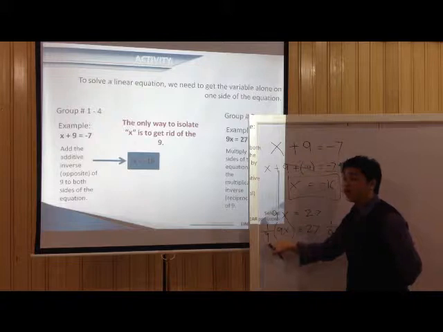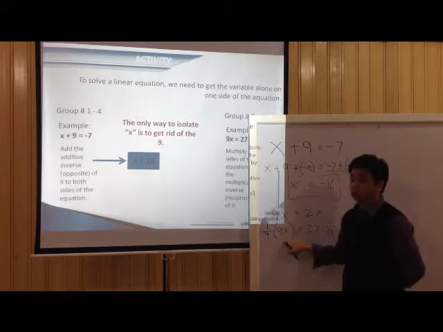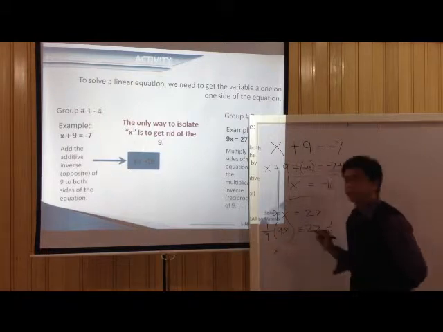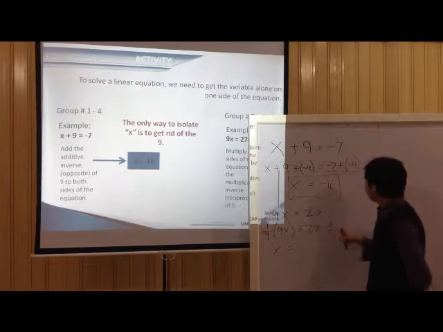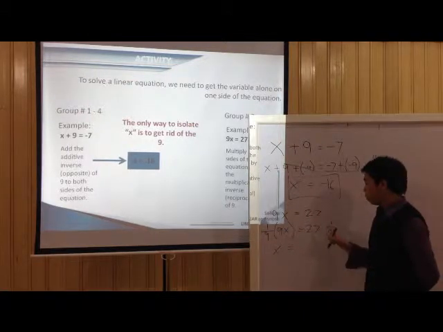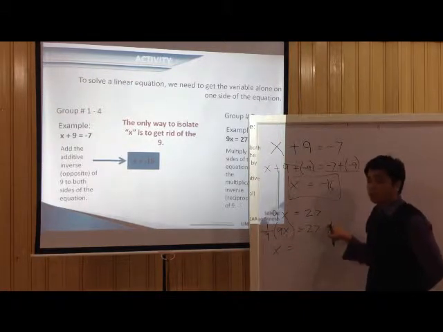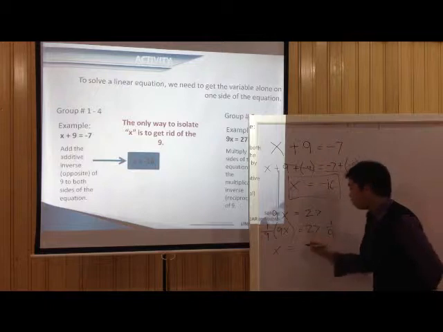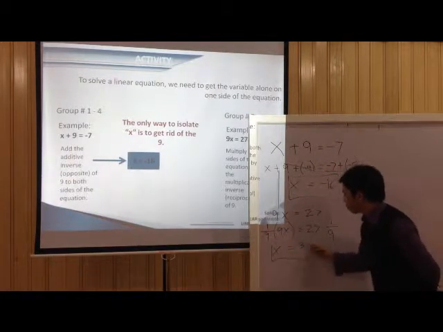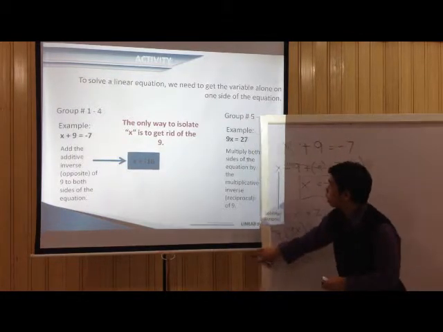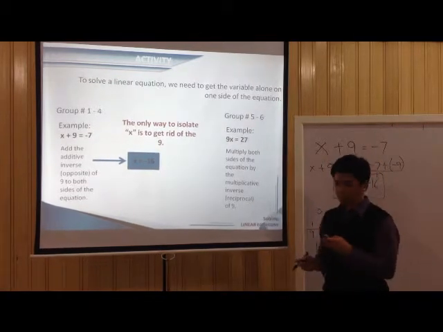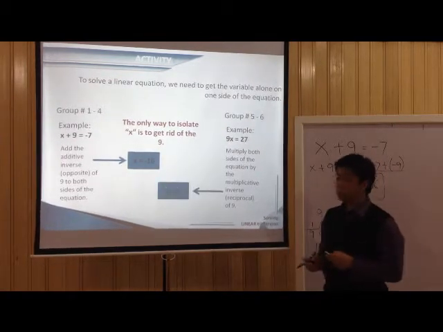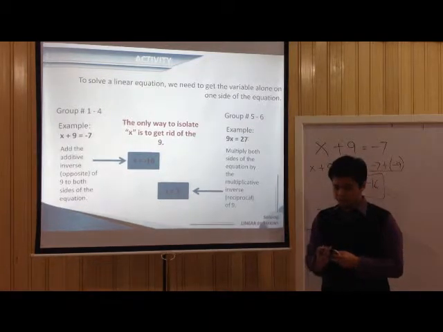if I multiply 1 over 9 by 9, it will be equal to 1. So we are left here with 1x, or simply x. And then, if I multiply 27 by 1 over 9, this will be equal to 27 times 1, which is 27, divided by 9, which is 3. Therefore, in this linear equation in one variable, 9x equals 27, the solution is 3.